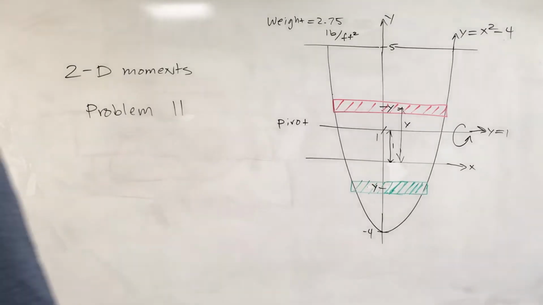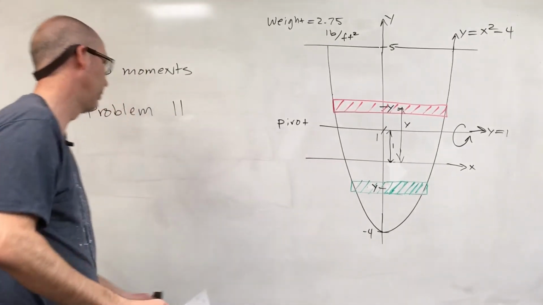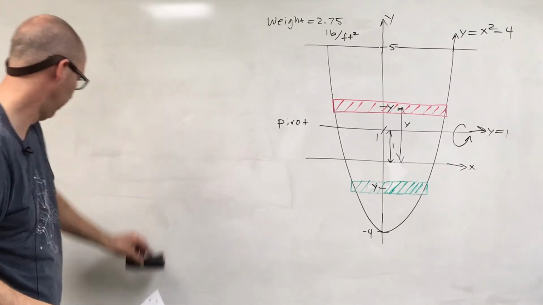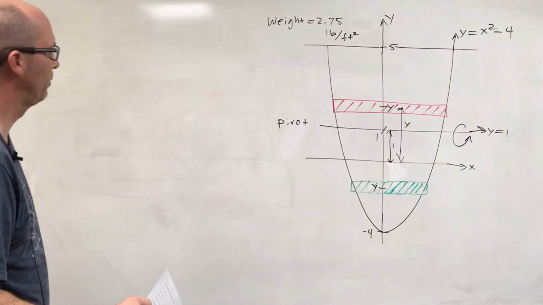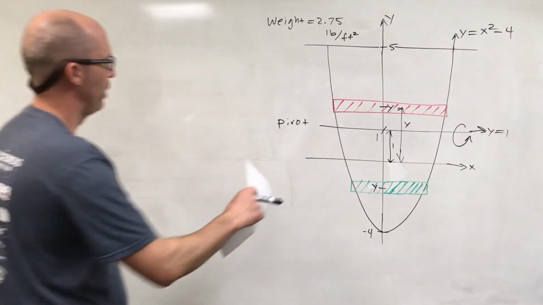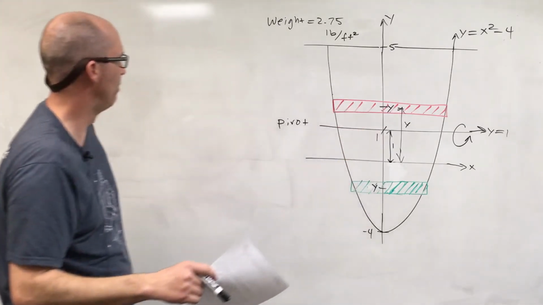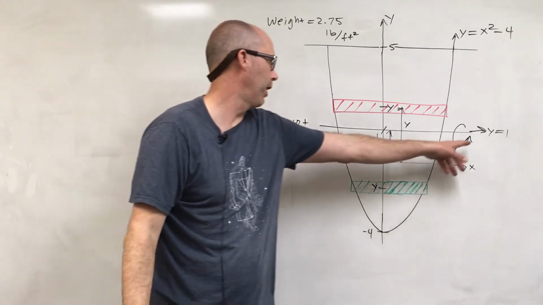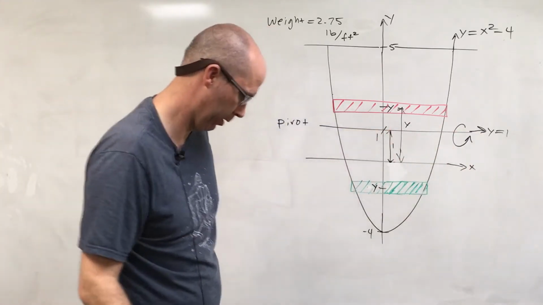Okay, this is 2D Moments, problem 11. Here's the figure from the problem that you see in the worksheet. We have the pivot at the line y equals 1.